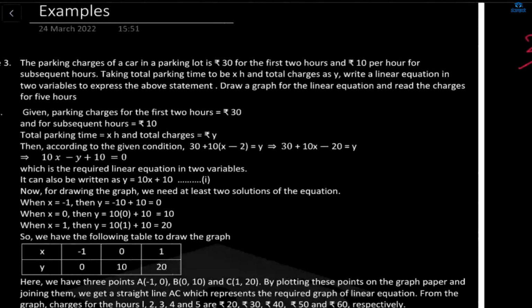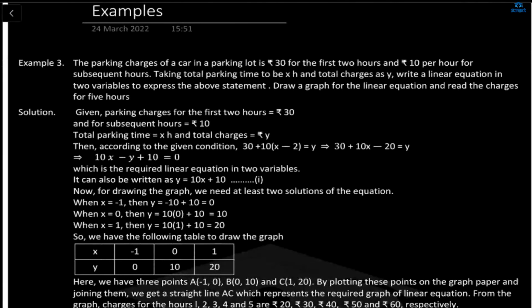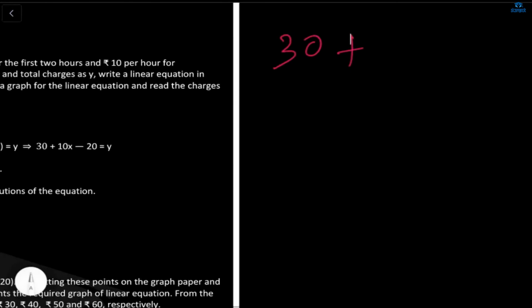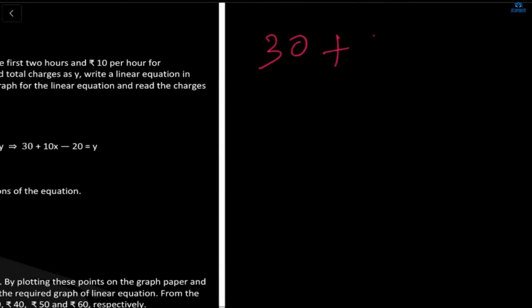Which question? Question number 3, the parking charges. This is question number 3, example number 3 in fact. Okay, the parking charges of a car in a parking lot is rupees 30. Fixed charge is 30 for 2 hours, and for the rest of the hours it is 10. And it is given in the question that total parking time is x hours, and total charges as y. So the total charge that the person is going to pay here is y. Okay, so now you will get an equation here. Now 10 rupees is for the rest of the hours, and total hours was x hours.